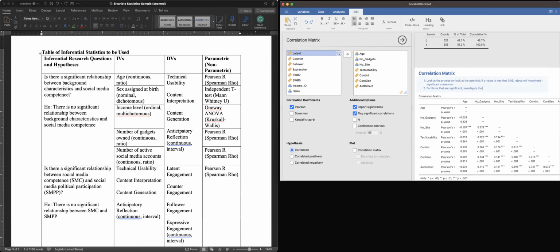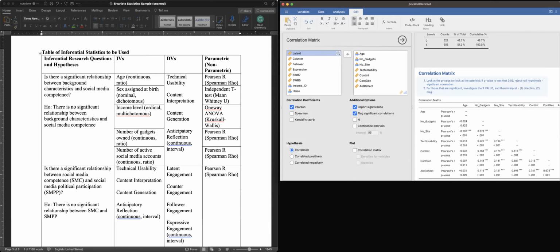Okay, so the next thing that you do after the p-value is seen, for those that are significant, is investigate the R value. The R value is the Pearson R. And then interpret two things. One, more importantly, the direction. And number two, you interpret the magnitude.